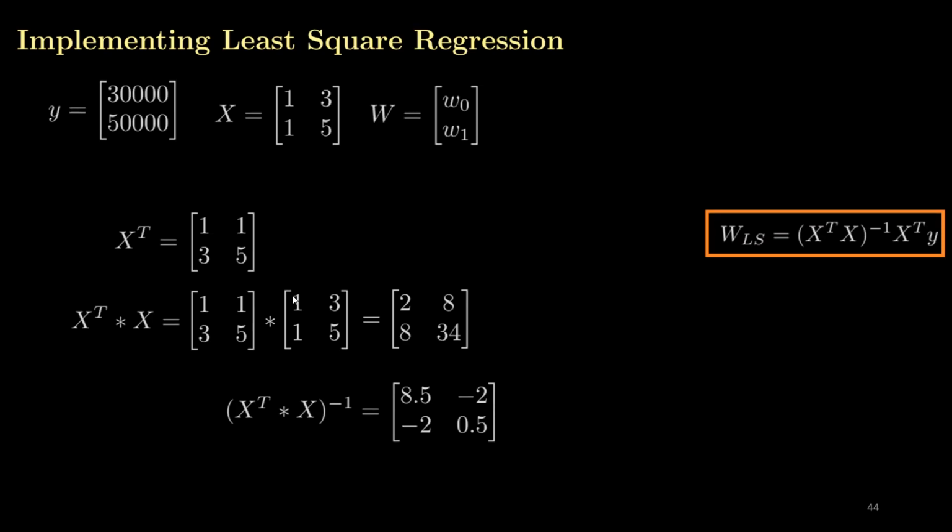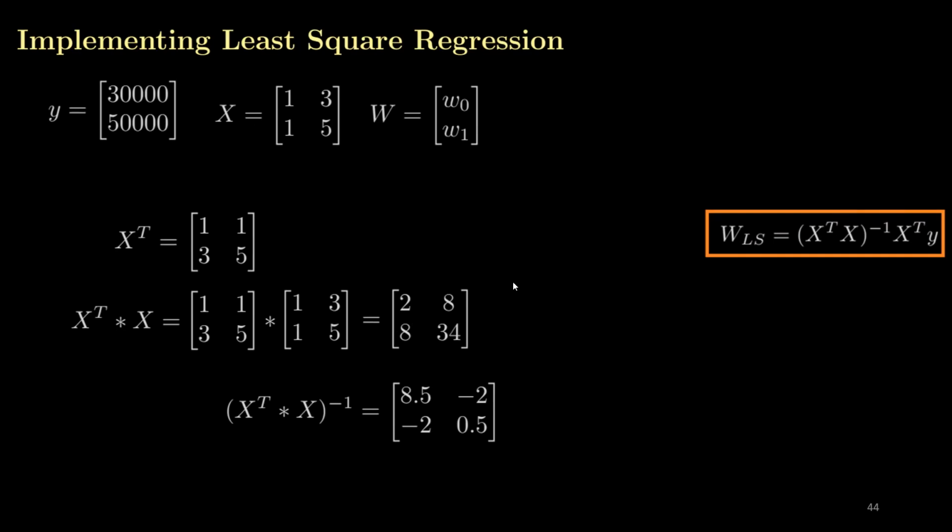That's why 1 times 1 is 1, 1 times 1 is 1, and when we add, we will get 2. Similarly, this one will multiply with 3, and then this one will multiply by 5. Then we will add them and we will get 8. Similarly, the multiplication of X transpose and X will result into this matrix.